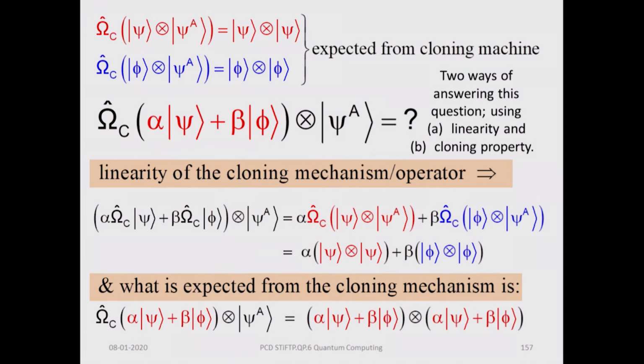But now from the cloning feature alone, what do we get? From the cloning mechanism, you are doing the same operation now. Okay? You are trying to clone a superposition of alpha psi with beta phi. So, this is what you are trying to clone. So, you must get two copies of the superposition.